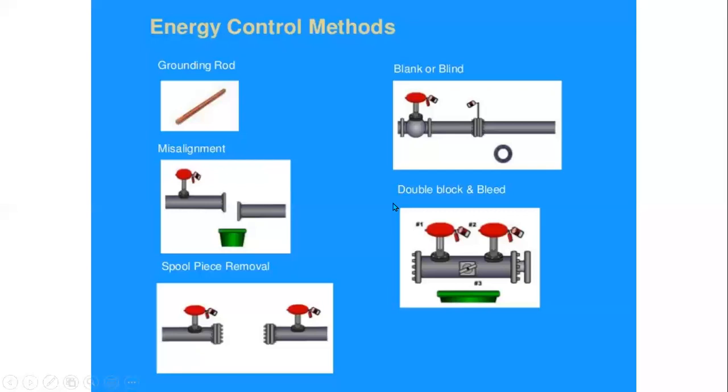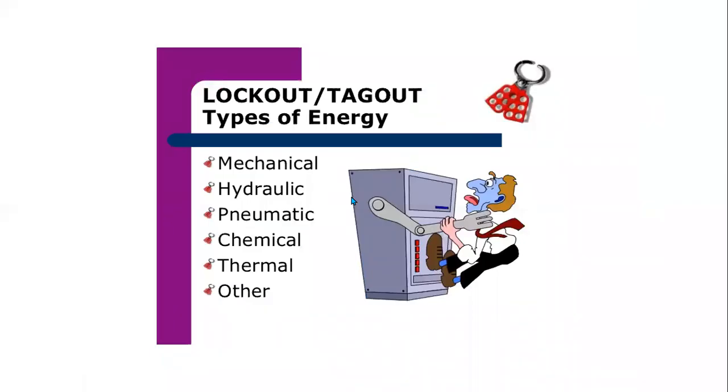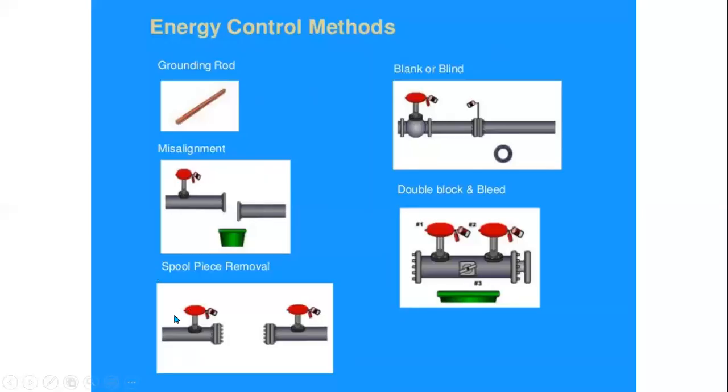Double block and bleed is they're blocking from both sides and you're bleeding here. Sometimes you'll just misalign the pipe on purpose so that, let's say if you're working downstream here, the flow's going this way, well, the flow's not going to get to you. And then, of course, if you remove a spool piece, the same thing will happen. If the flow is here and you're working in a confined space over here, this way it will not get to you.